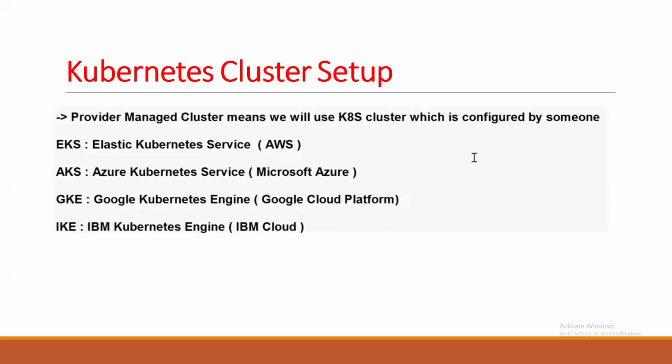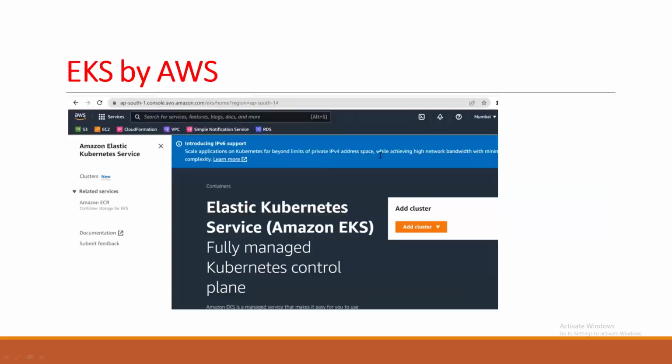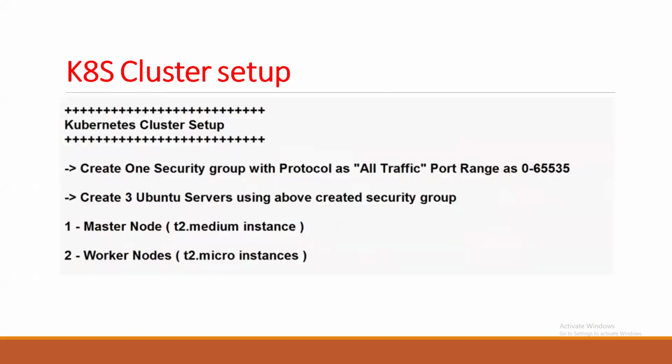So with a provider-managed cluster, we will use a Kubernetes cluster which is configured by someone else. Something like EKS, Elastic Kubernetes Service, Azure AKS, Azure Kubernetes Service, GKE, Google Kubernetes Engine, and IKS, IBM Kubernetes Service, guys. Right? So EKS is a service, Amazon Elastic Kubernetes Service. In Amazon Elastic Kubernetes Service, you can add clusters.